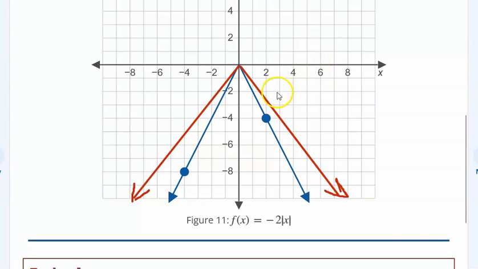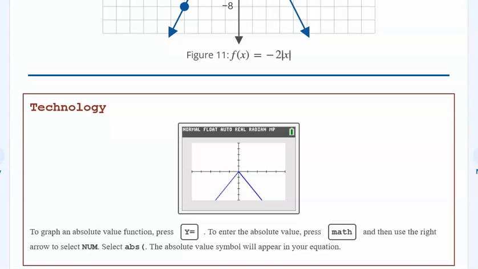I might have described this as under x, but it's relating to the x-axis what happens in these absolute value graphs. And with technology it would look like this.